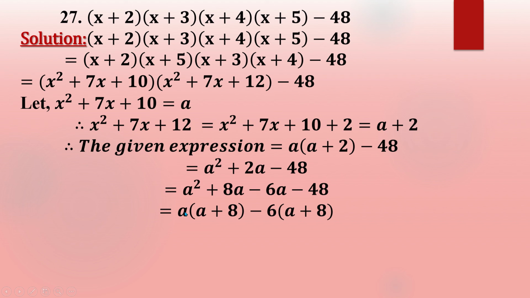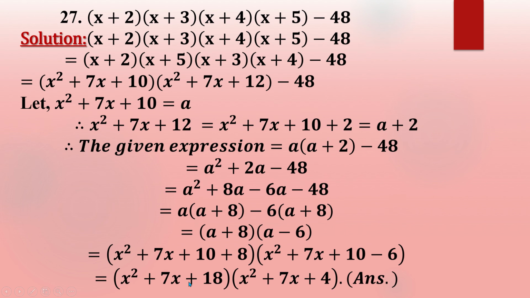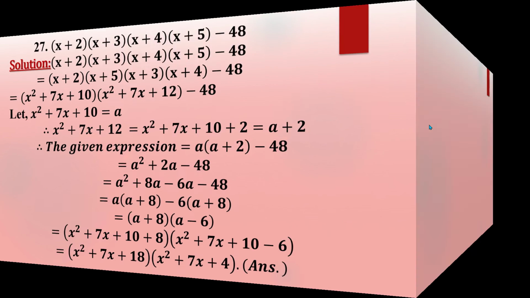Now take common: here a is common, so here will be a plus 8, and here 6 is common, so here will be a plus 8. Now this equals a plus 8 into a minus 6. This equals, a means x square plus 7x plus 10 plus 8, and here x square plus 7x plus 10 minus 6. Now this equals x square plus 7x plus 18 into x square plus 7x plus 4. This is the required answer. Okay student.